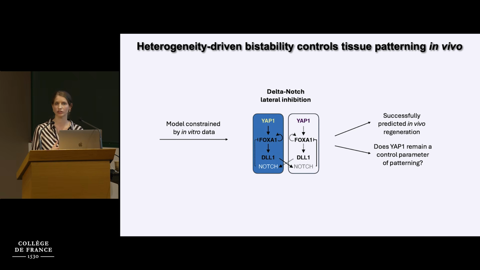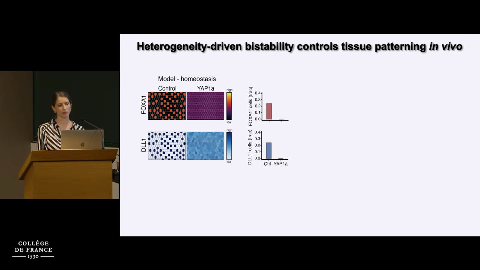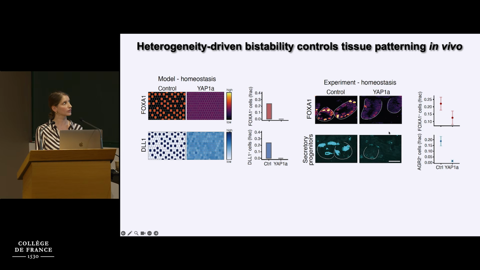Now, what happens once the tissue actually exits this regenerative response? So once the tissue reaches homeostasis, is it still possible that YAP can control or regulate the patterning at this homeostatic state? Here, from the model, the prediction was that in homeostasis you of course have patterning of FOXA1 and delta, but upon YAP activation, you would completely lose the patterning effect again, even though you have been already patterned before.